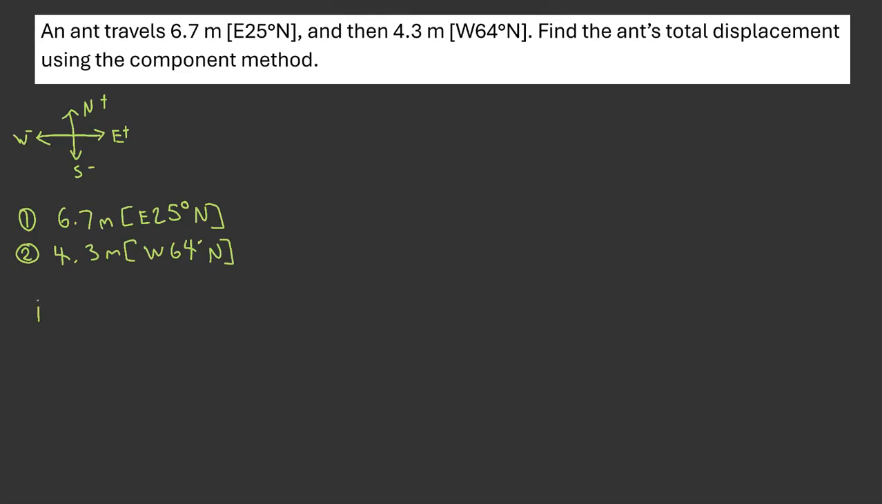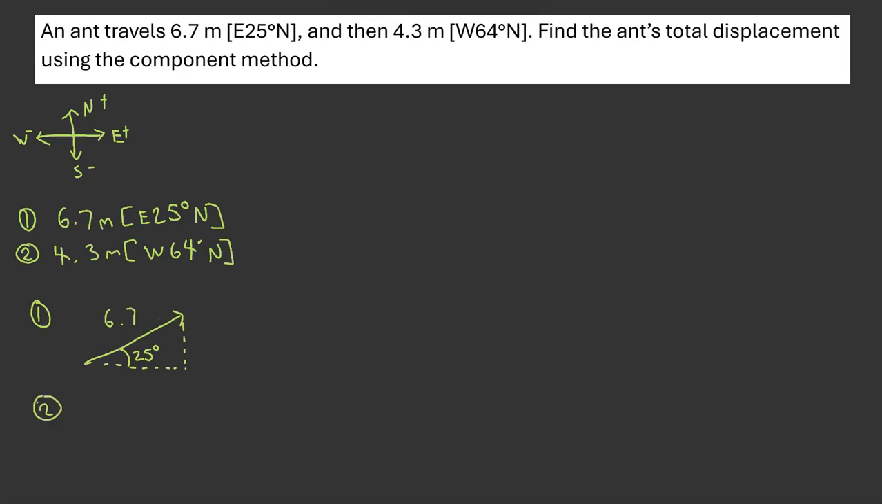So now let me draw the two vectors just so we can visualize them. So we're going 6.7 meters east, 25 degrees north. That's going to look something like this, right? Our angle here, we're moving in the eastward direction, 25 degrees north above the horizontal, above the east axis, or the x-axis in this case. And this vector here is 6.7 meters.